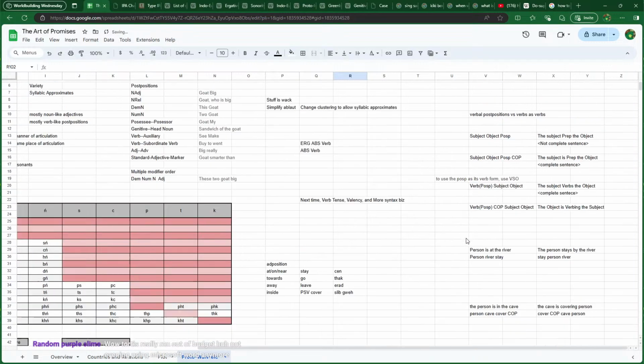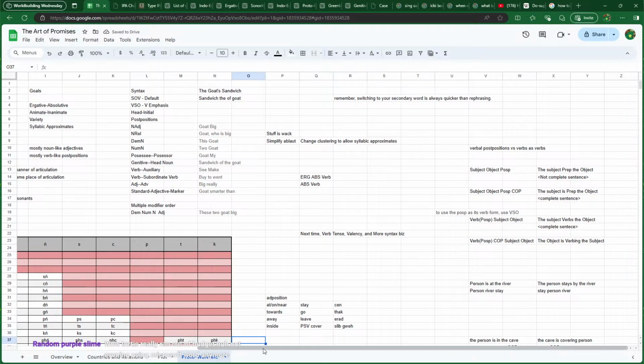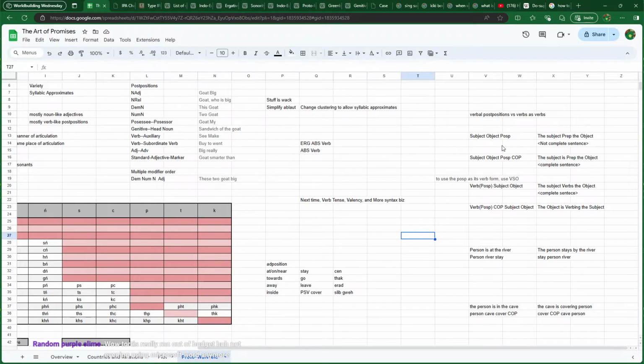Okay. I spent 15 minutes mucking around just trying to figure this out. So, the way we have it, subject, object, postposition, copula. The subject is preposition, the object. So the subject is on the object. The subject, the object, on is. That's how we would write that.